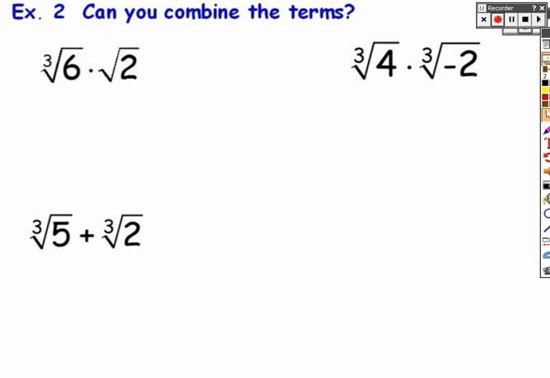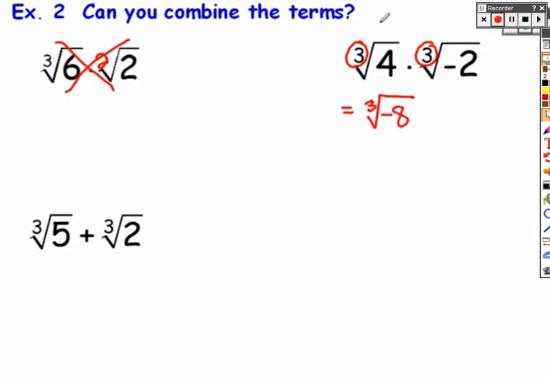So take a look at these, maybe pause, think, can you combine the terms? Which of these would work? First one, I can't combine these. These have different indices. I have a cube root and a square root, so I certainly can't combine those under one root. Second one, this is perfectly legal. I have the same index, so I could combine these and say the cube root of -8.